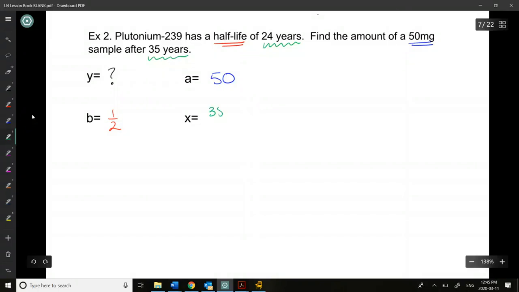Total time is 35, and the half-life period usually is listed right after you see half-life. We'll say like half-life of 24 years. That is our half-life period. Okay? And also, please note that these are both in years. If they were not both in years, I would want to switch the unit of measurement of one of them so that I can have them both in the same unit of measurement.